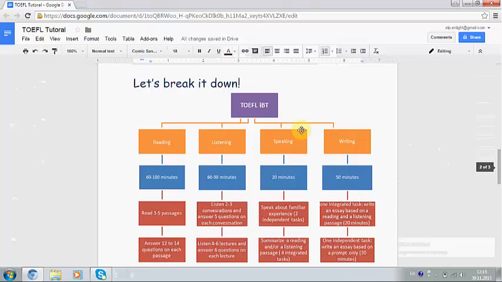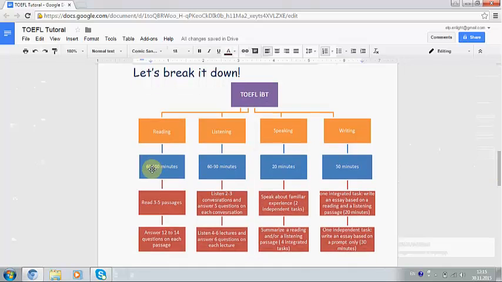As I told you, it consists of 4 parts: reading, listening, speaking, and writing. Now let's see. The reading part might last from 60 to 100 minutes. We know that in TOEFL test, one of the sections in reading or listening is longer than others. So if you get the long section on reading, then you will have 100 minutes. If you have long section on listening, you will have 90 minutes of listening.